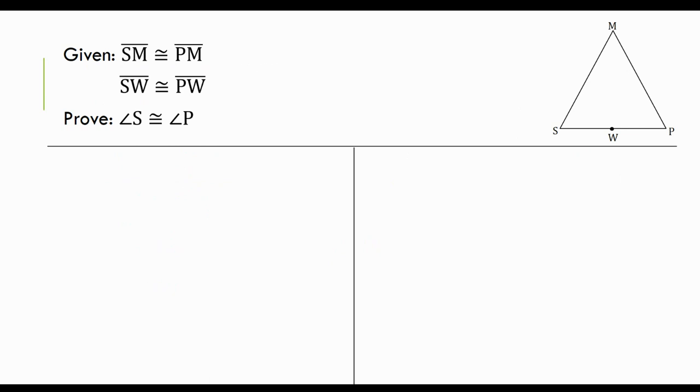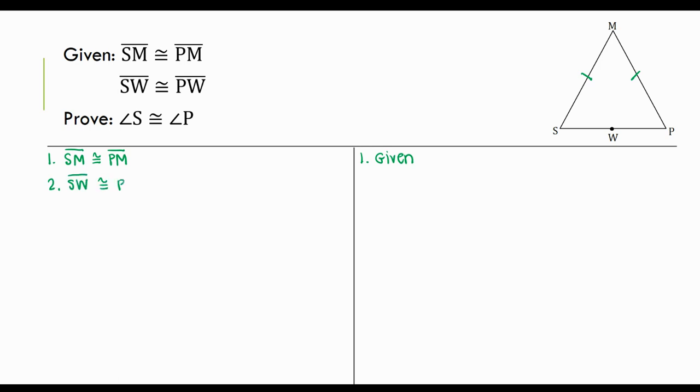All right, let's take a look at a proof. I am going to start with my first given. So the segment SM is congruent to the segment PM. That's given information, and I'm going to mark it in my picture. So SM gets one tick mark, PM gets one tick mark. All right, can't expand on that, so I'm going to move on to my next given.